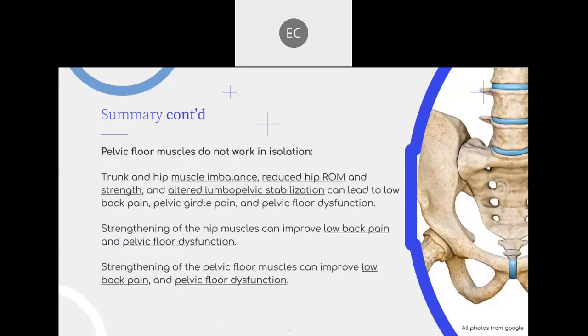Trunk and hip muscle imbalance, reduced hip range of motion and strength, and altered lumbopelvic stabilization can lead to low back pain, pelvic girdle pain, and pelvic floor dysfunction. So strengthening of the hip muscles can improve low back pain and pelvic floor dysfunction, and strengthening of the pelvic floor muscles can possibly improve low back pain as well as pelvic floor dysfunction.